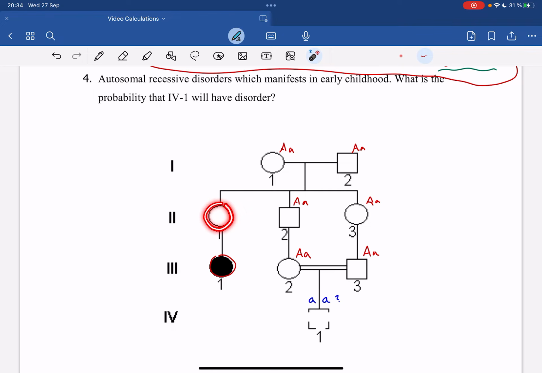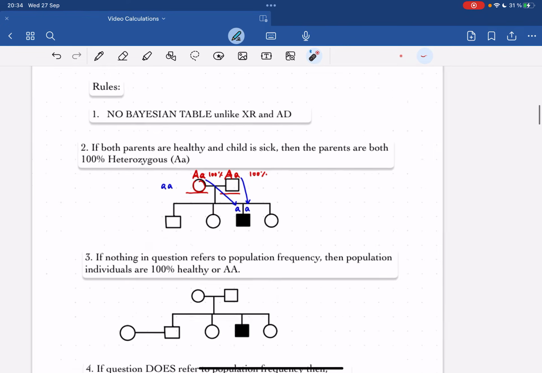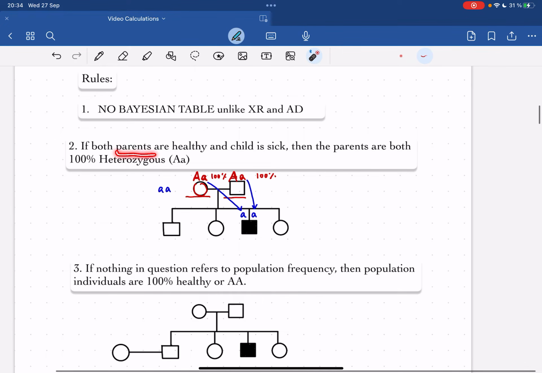Yes, we're looking at this parent. This parent has an affected kid. So if we remember one of the rules, I think it was rule 2. If both parents are healthy and child is sick, then the parents are both 100% heterozygous. Okay? This and this.